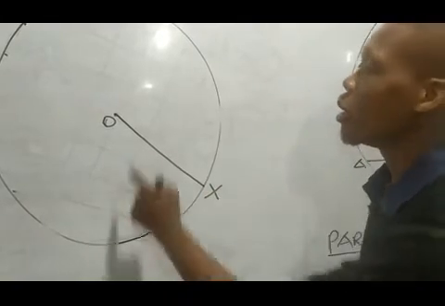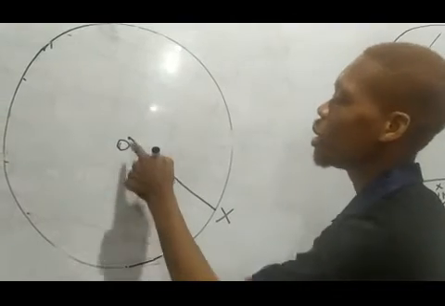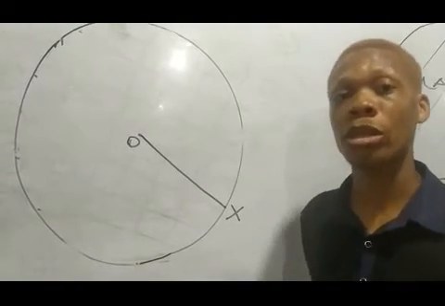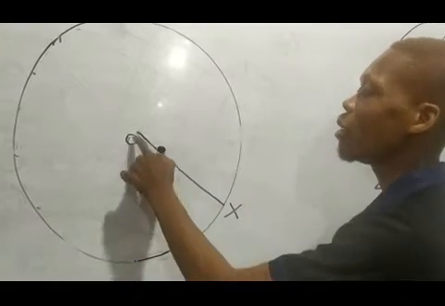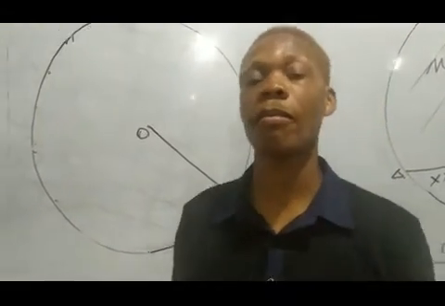To any point. It can be from the center to this point, we say radius. It can be from the center to this point, it is also called radius. So far as it's a straight line from the center to the circumference of the circle.